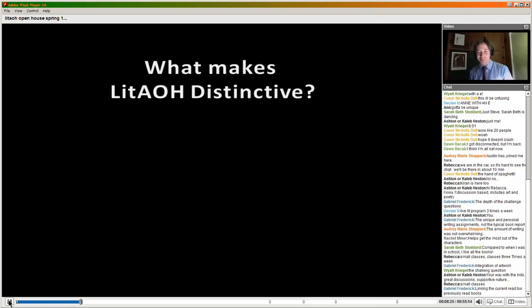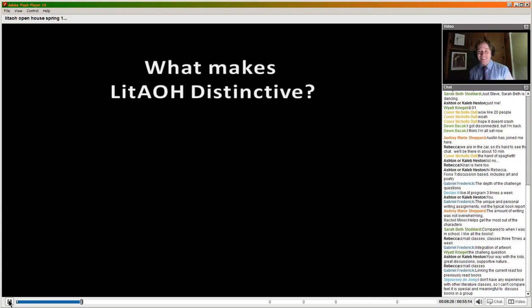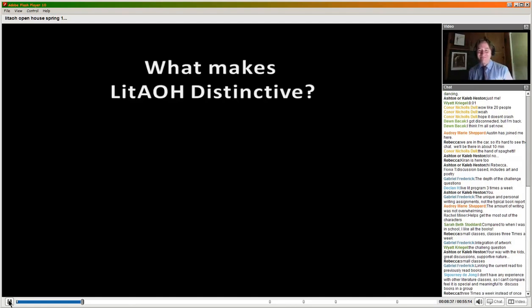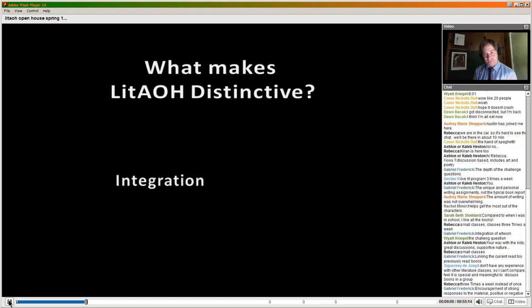Okay, so I'm seeing some more come in: small classes, linking the current read to previously read books. And I'm seeing a couple of items there that are going to connect to what I'm going to focus on. So if I were to put in one word what I think is distinctive about literature at our house, here's the one word. Integration.